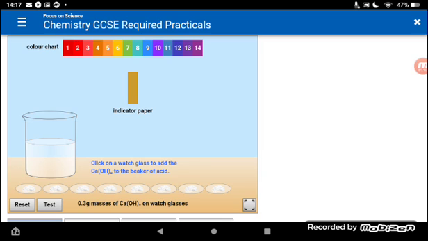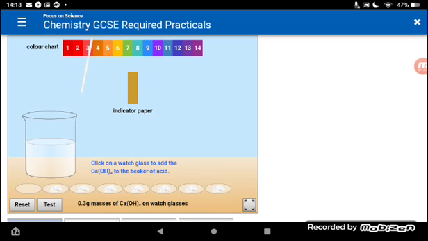I've got a beaker with some acid in, and at the bottom I've got my calcium hydroxide base, and then I've got some indicator paper. So all you do is you add it in, you stir it, make sure it's all reacted. The way you know it's all reacted is it will go colourless, because if this is hydrochloric acid, you'll be producing calcium chloride, which is soluble, and water.